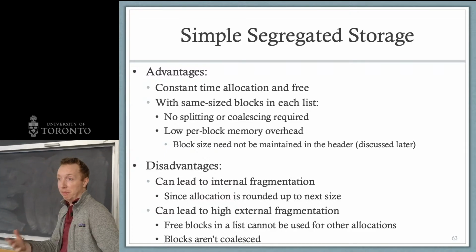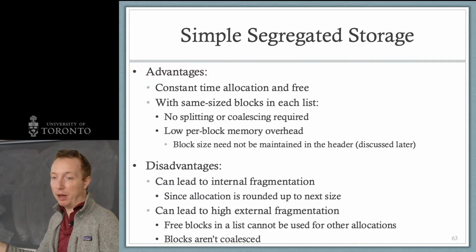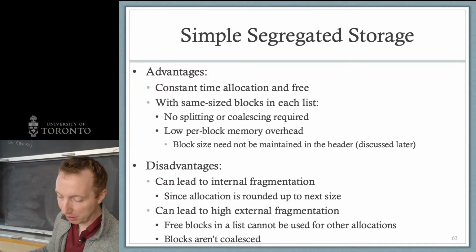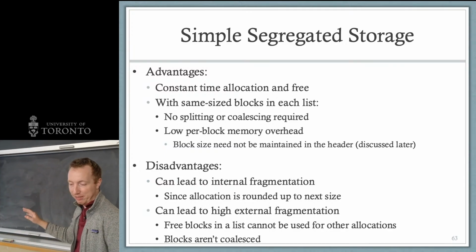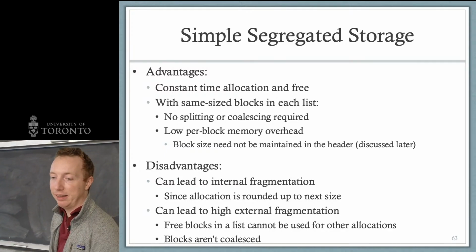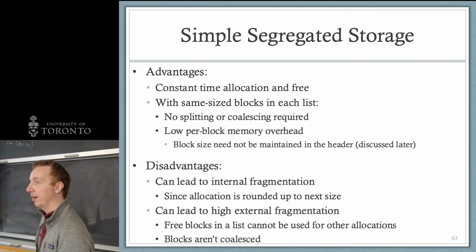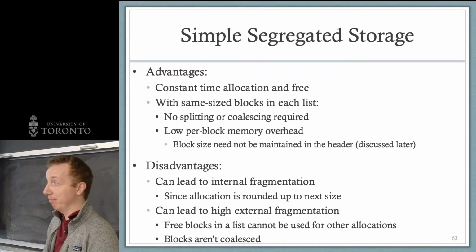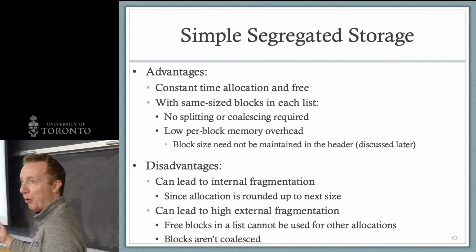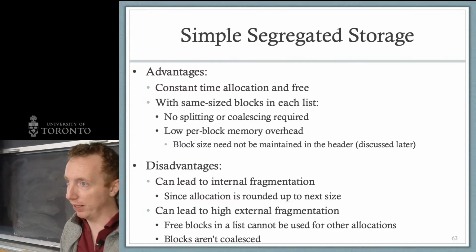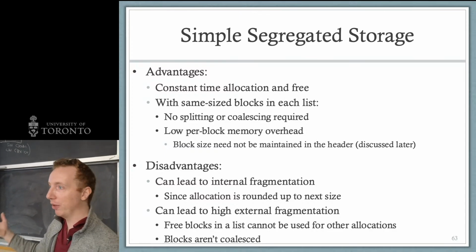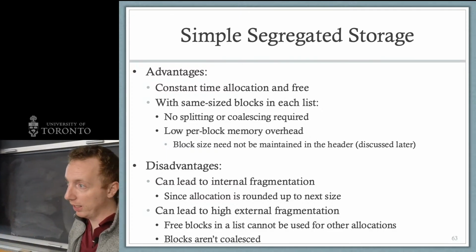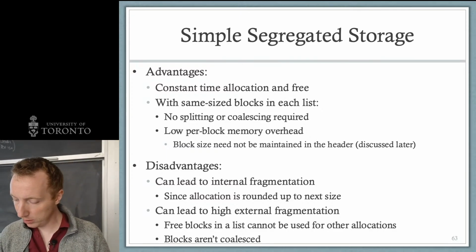They're all the same size, so you don't have to bother splitting or coalescing. Generally, per block memory overhead, you don't even need to maintain the block size in the header. Since everything's the same size, why would you store the same thing 10,000 times if you already know they're all the same? That would actually save space for the smaller allocations. You can fit them in blocks right next to each other.